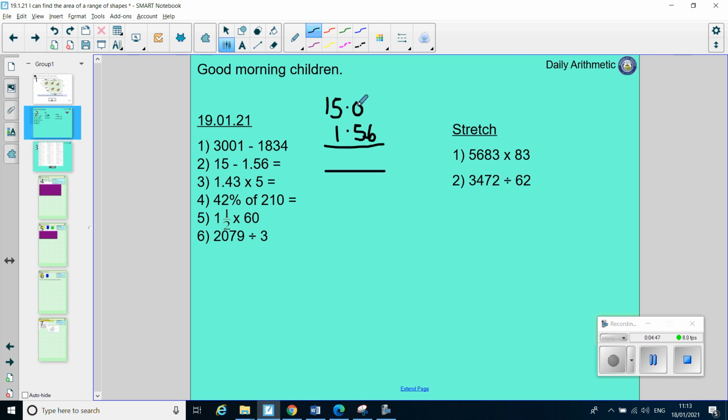I'd need 2 placeholder zeros to enable me to do the subtraction. Again, I asked myself what is 0 take away 6, and hopefully realised that I can't do it, so I'm going to need to exchange.